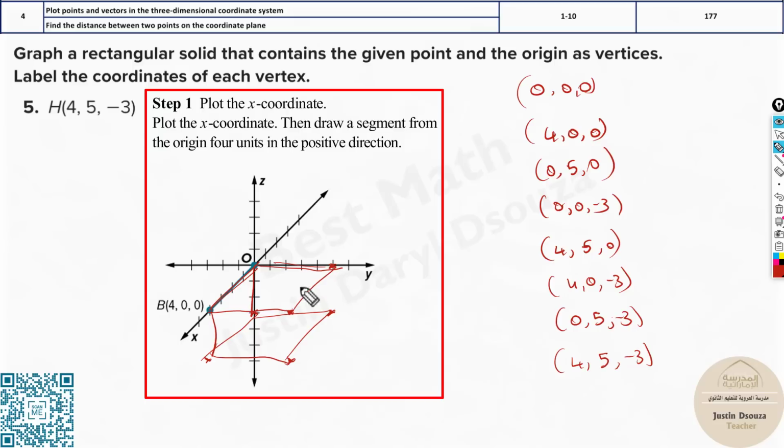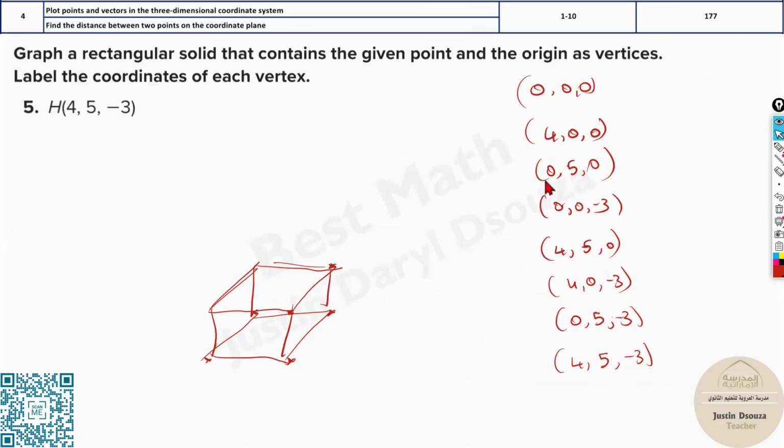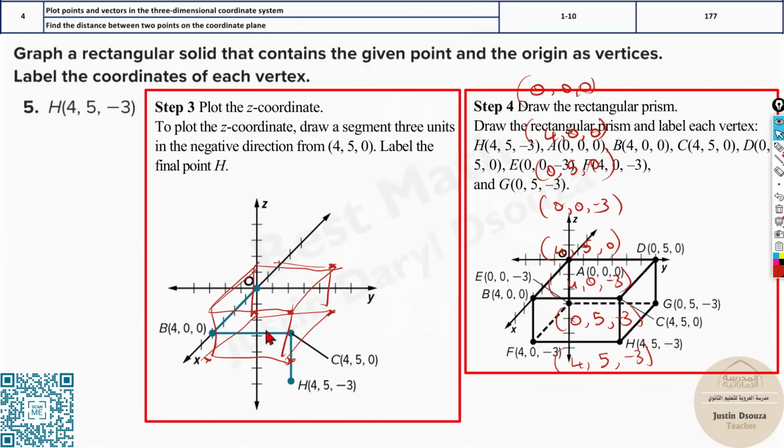So now we join them. All that will be the answer. Here you can see it's not that accurate, but it's accurate enough. Okay, now I forgot to tell you about the dotted lines. I'm so sorry, I just remembered it.